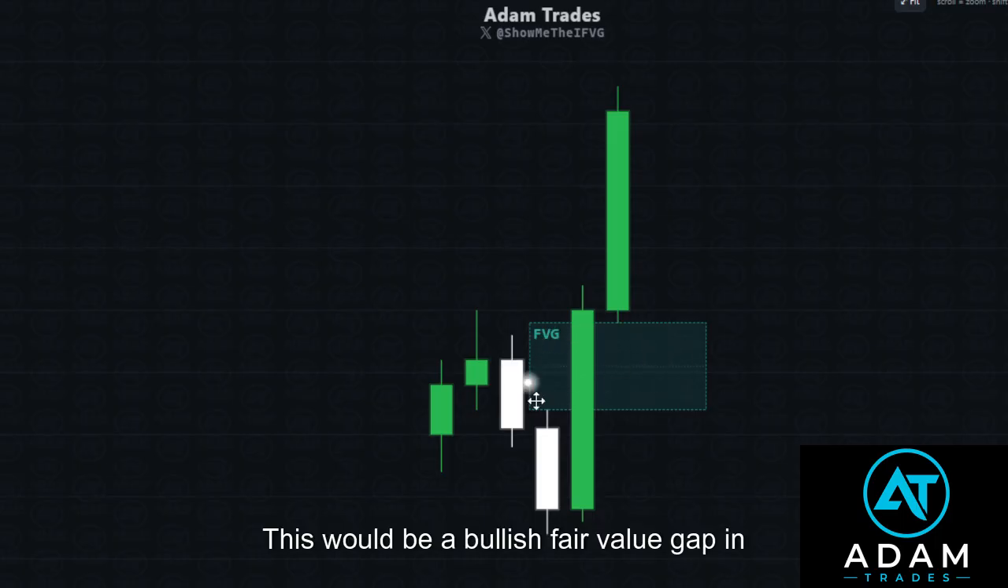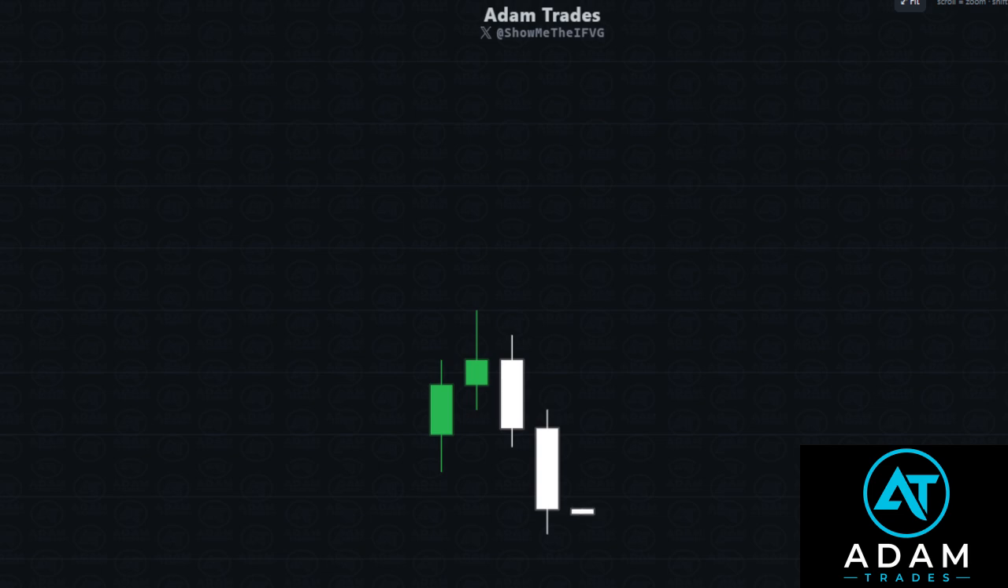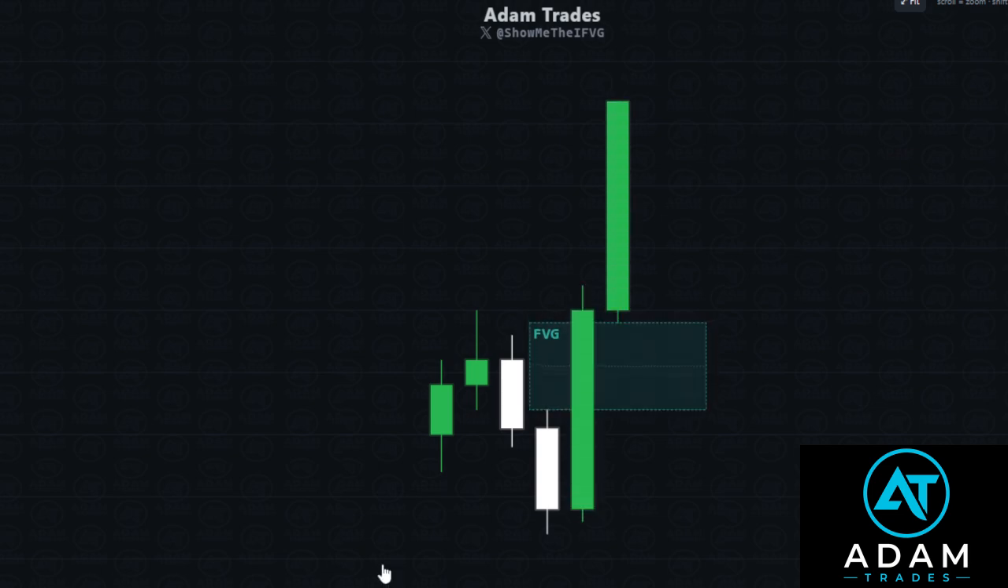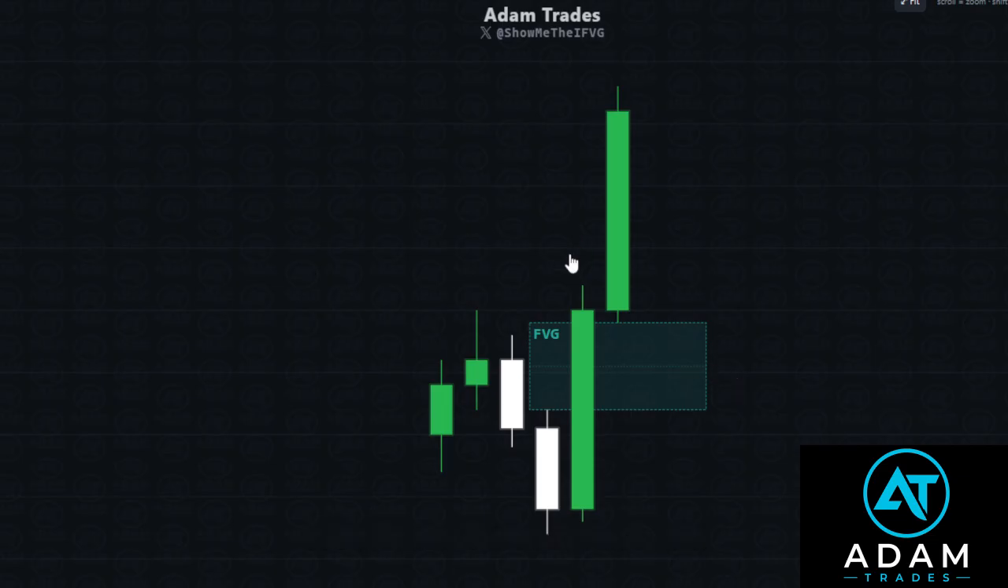This would be a bullish fair value gap, and the inverse, of course, would just be a bearish fair value gap. So we can watch how this would play out in real time. And you see that there is no overlap between the low of this candle and the high of this one. When you get that large displacement, you see that this is the fair value gap. Always mark out the 50% of the fair value gap, as price will often respect this.